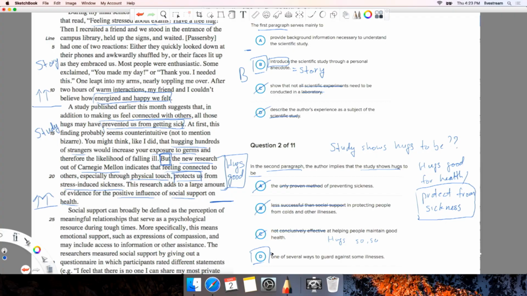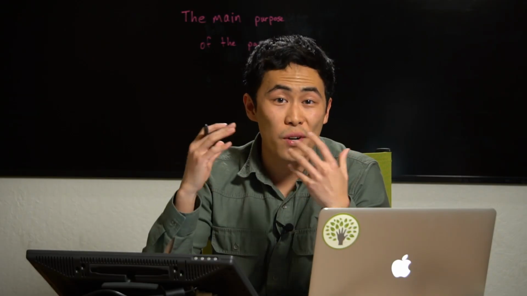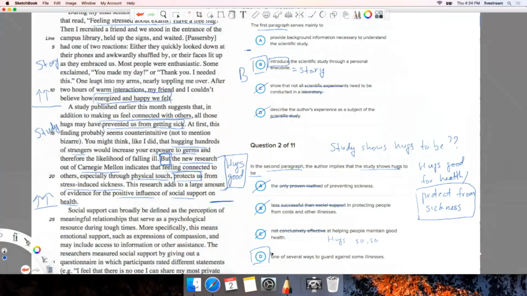So this was now an example of a command of evidence problem and how the rephrase and predict strategy can be used in that context. But this is a two-parter, so we're not done yet. Let's head back in and pinpoint the evidence that matches and supports our answer.